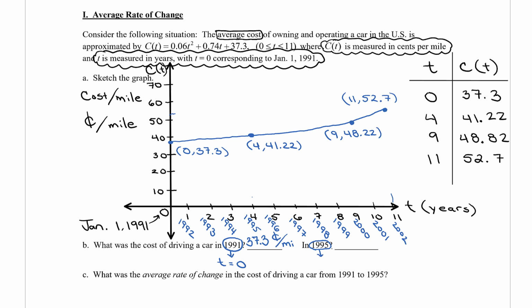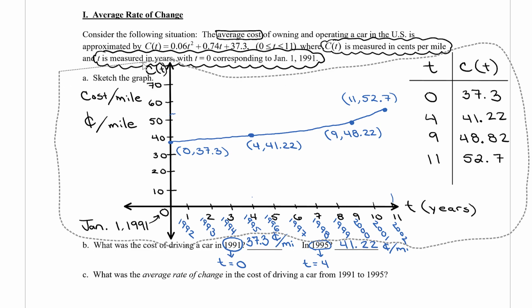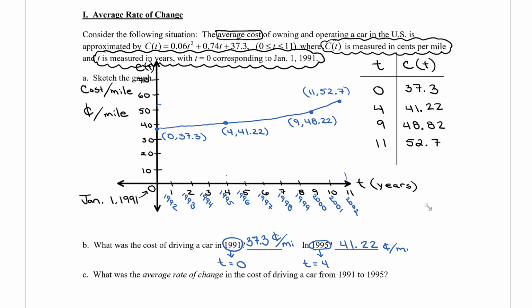Now going back to B, in 1995, and I've circled 1995, drawn an arrow pointing down to t equals 4 because I know it represents t equal to 4. It's going to be 41.22 cents per mile. I'm just going to go ahead and lasso the part that represents the sketch of the graph and the table. I'm going to shrink it and center it here in the section that's provided for part A where it says sketch the graph, so that it doesn't take up so much space. Now we're ready to move on to part C.